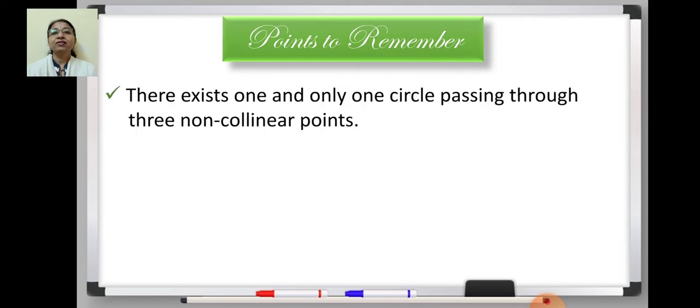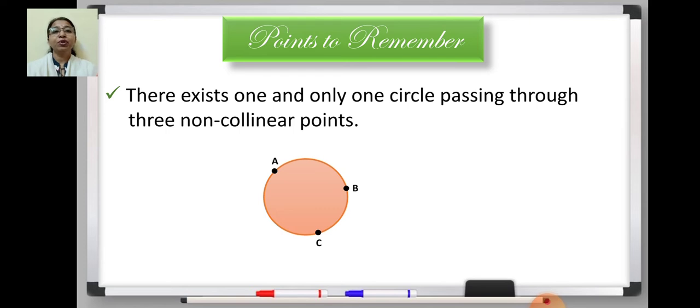Next, there exists one and only one circle passing through three non-collinear points. This we have drawn also in standard 9th, if you remember. So take three non-collinear points. Non-collinear points means the points which do not lie on a single line. So these are three different points. Yes, so there exists exactly one circle containing three non-collinear points.